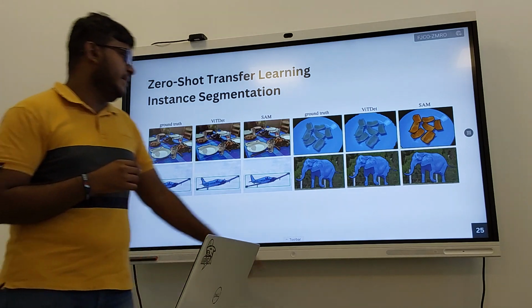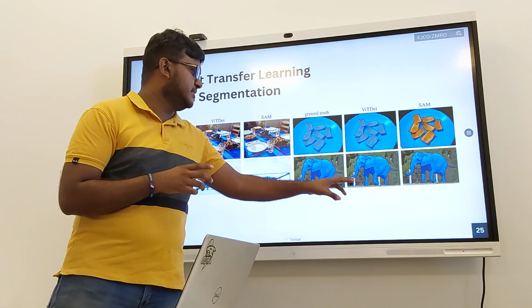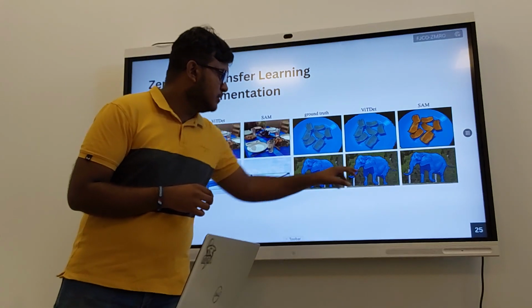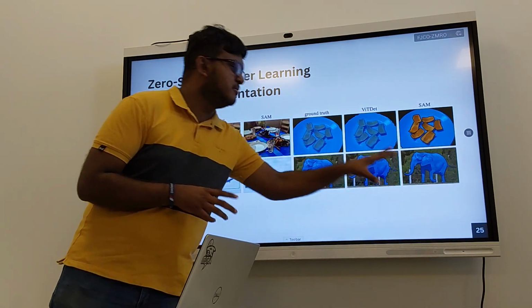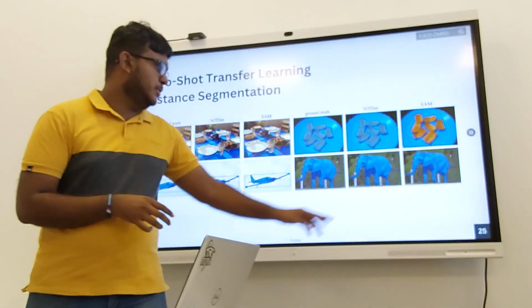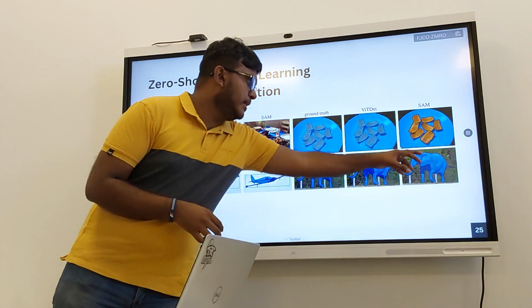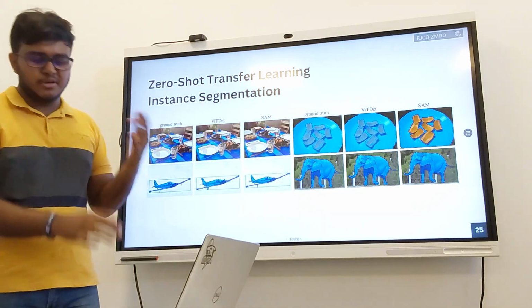This is what I have mentioned: even though ViTDet gives numerically the best results, comparing the masks, SAM has more visually appealing masks. Here you can see some parts are cut, but here it gives a somewhat good shape.